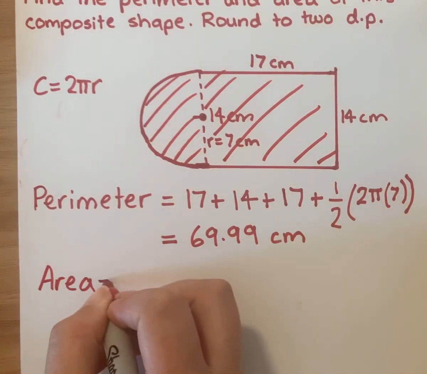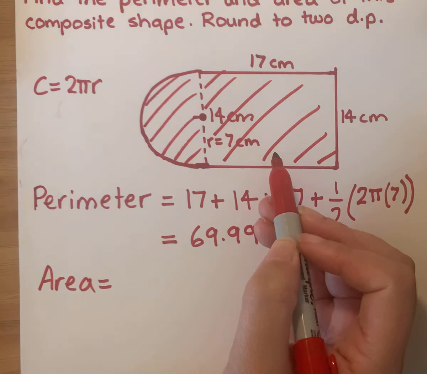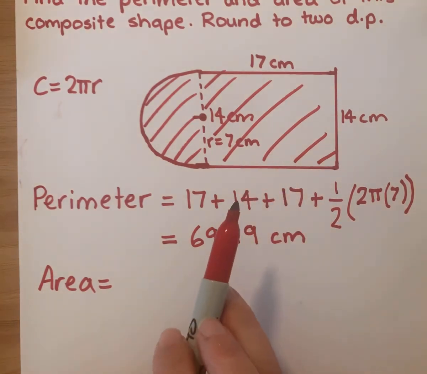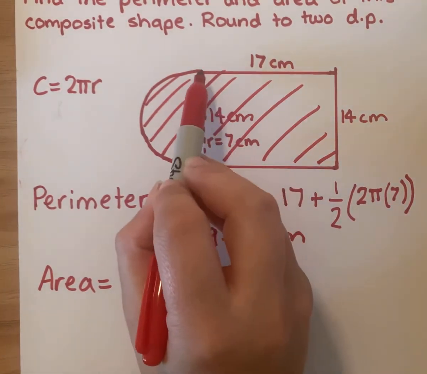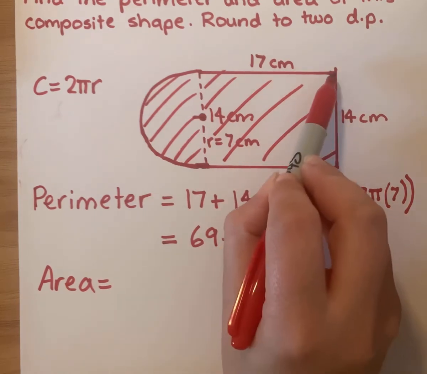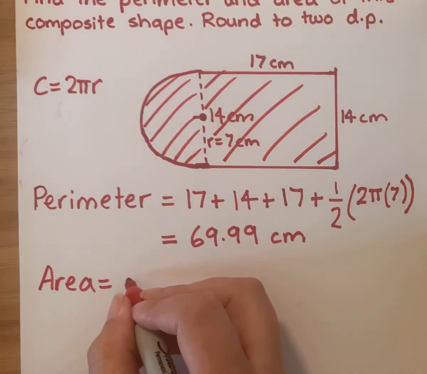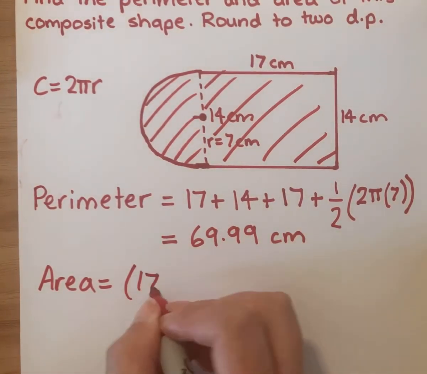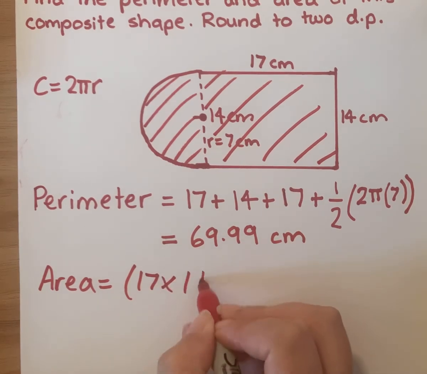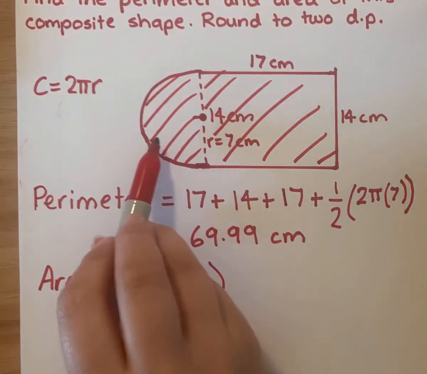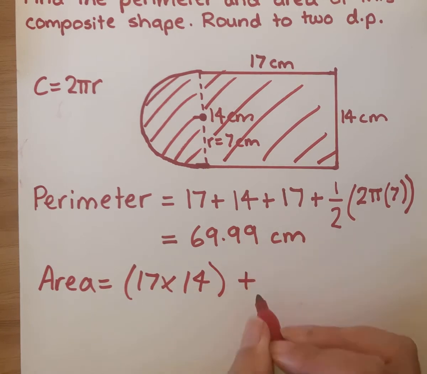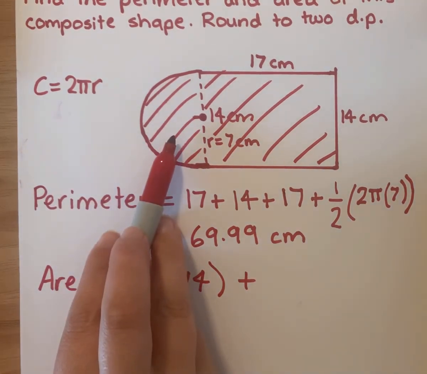So the area is going to be the area of the rectangle, which is length times breadth, and we can see that the rectangle has a length of 17 and a breadth of 14. So our area for the rectangle is just going to be 17 times 14, plus we now need to add on the area of the sector.